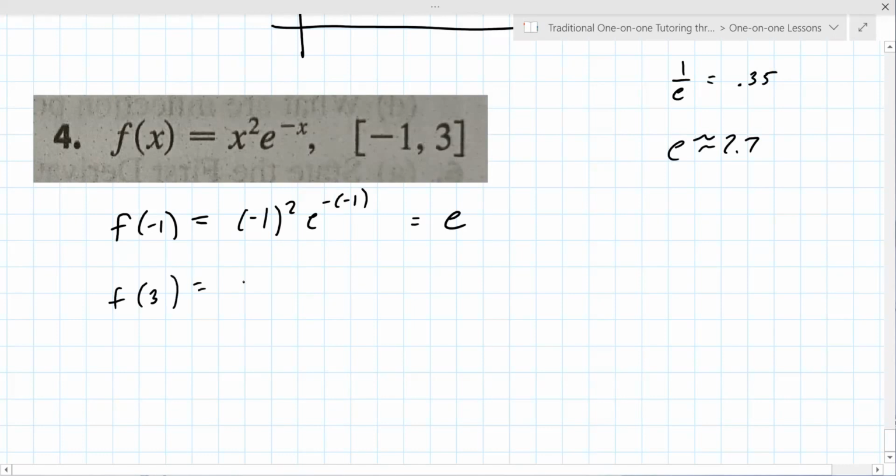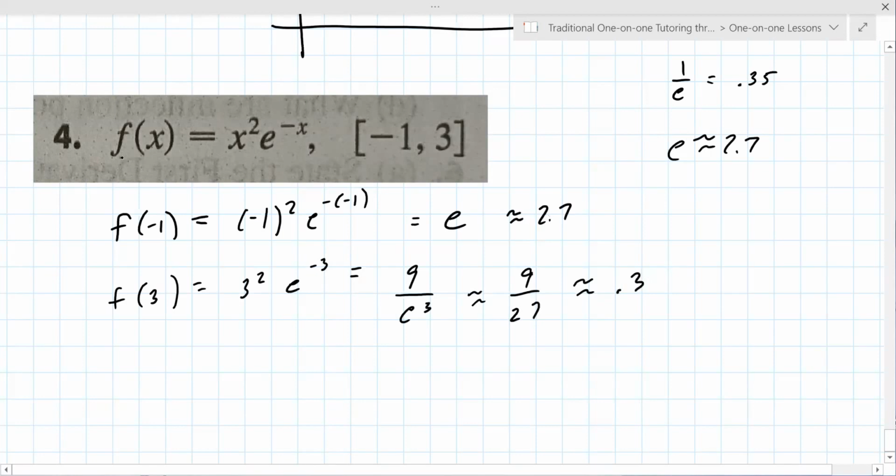Okay, so f of 3 is 3 squared, e to the -3. So that's 9 over e cubed. Okay. And I know you don't have a calculator, but it's okay to just say what they approximately are. E cubed is like 3 cubed. So this is like 9 over 27. So it's about 0.3-ish. Right in there. It's definitely smaller than that.